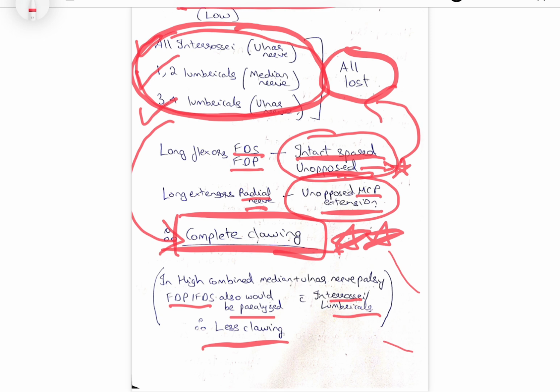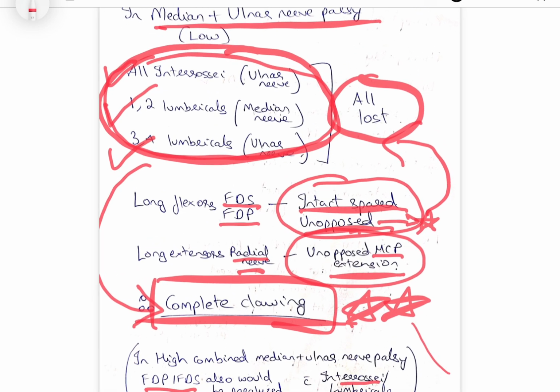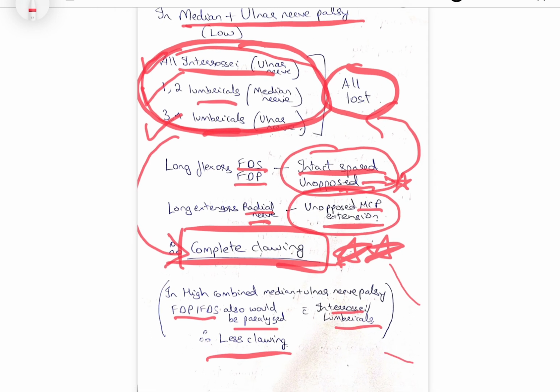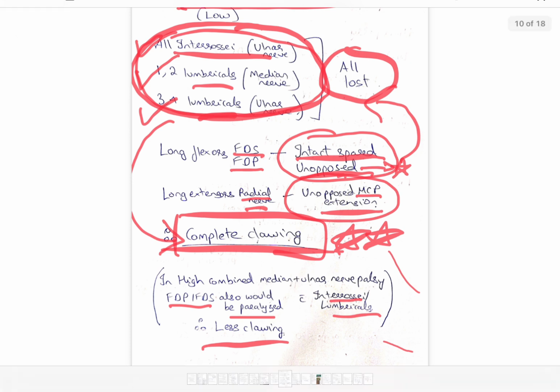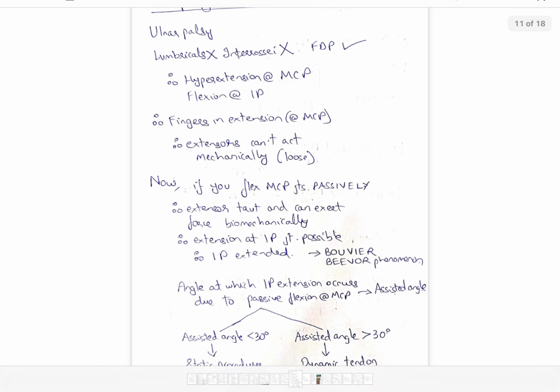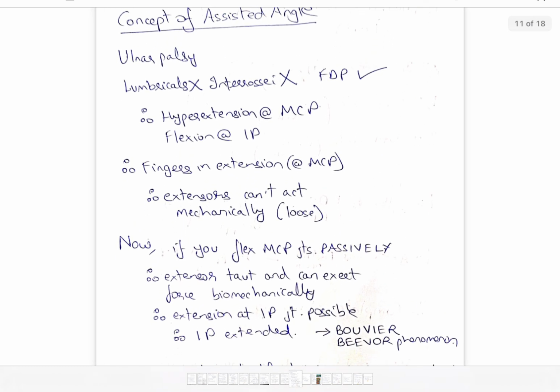That is the condition over the medial side, while on the lateral side, both the lateral half of FDP and first and second lumbricals are intact because the median nerve is intact. So that was the high ulnar nerve palsy. While in combined median plus ulnar nerve palsy at the lower level, interossei and all the lumbricals are lost, while the long flexors and long extensors are intact, causing the complete clawing. Am I making sense? So that was the interesting concept. That was the logical and analytical concept of the difference between higher versus lower, partial versus complete claw hand, and the ulnar paradox concept.